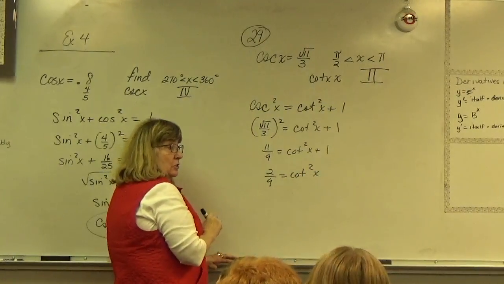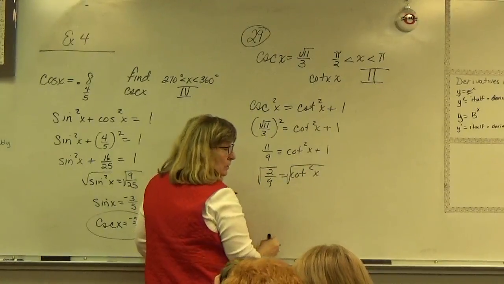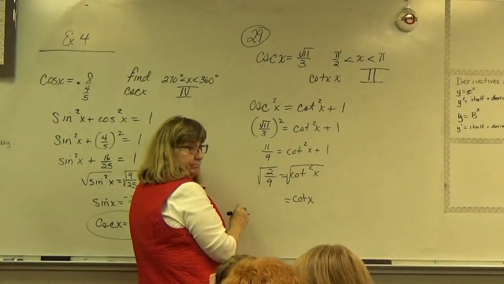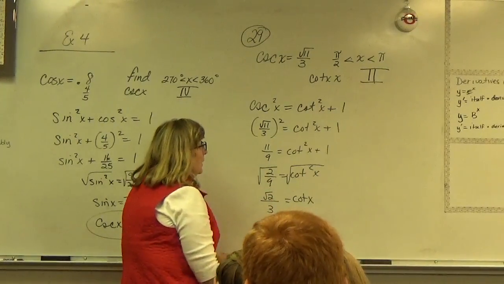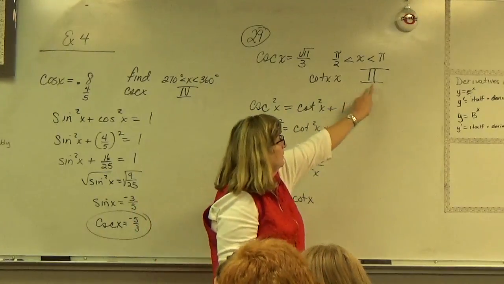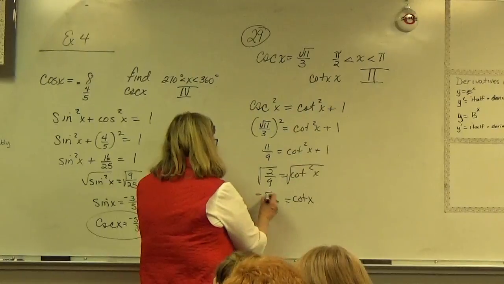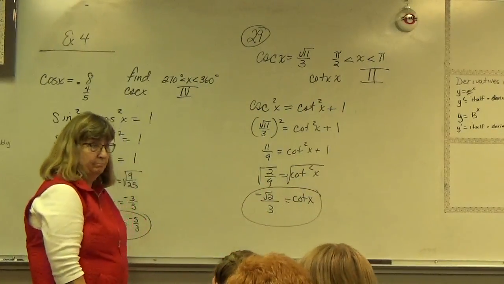Now we want cotangent, so what do we do instead of cotangent squared? We square root. Do you know the square root of 2? Do you know the square root of 9? Yeah. And what quadrant are we in? What's the cotangent in the second quadrant? Negative. So there would be our answer. Is everybody good?